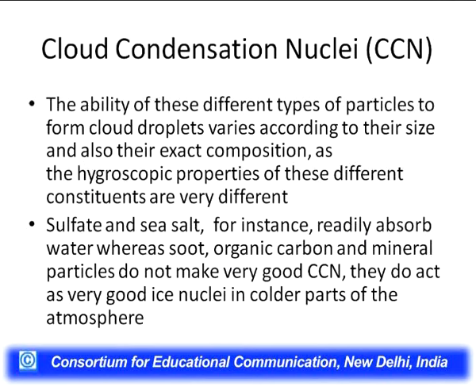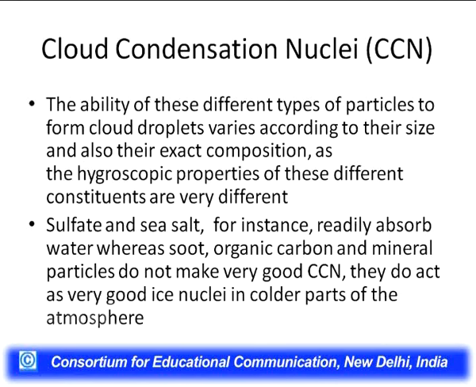The ability of these different types of particles to form cloud droplets varies according to their size and exact composition, as the hygroscopic properties of these constituents are very different. Since I have already told you CCN plays a very important role in the formation of cloud, the composition of CCN also varies tremendously as far as its chemistry is concerned. If it is soot, definitely it is purely carbon. If it is salt, it could be calcium chloride or sodium chloride, etc.